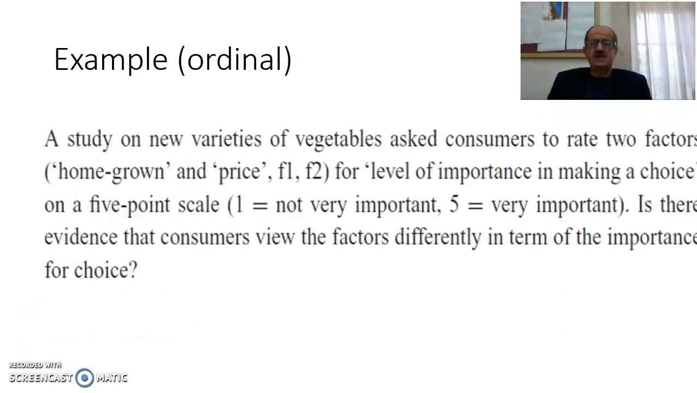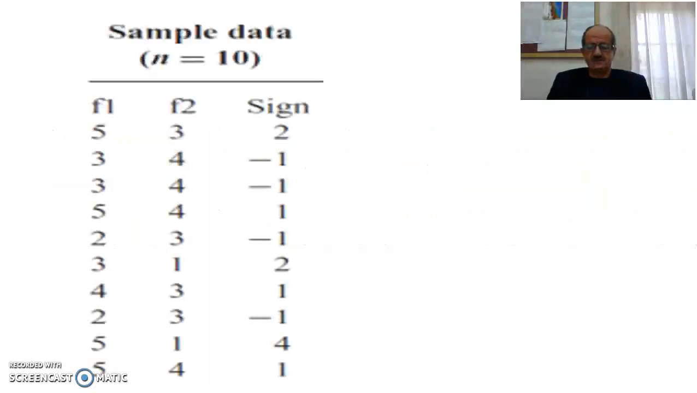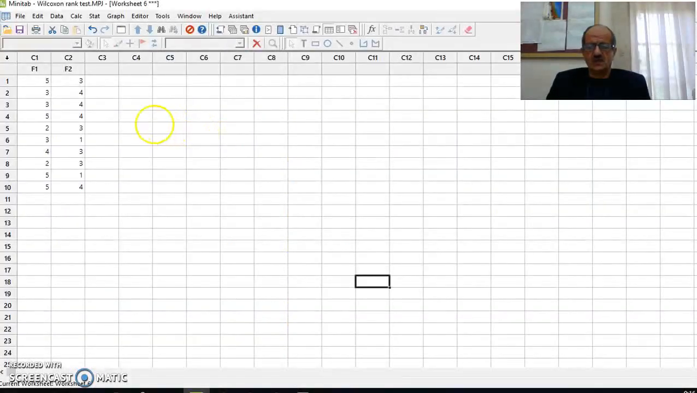Let's take an example of ordinal data. Here we have a study on new varieties of vegetables. We asked consumers to rate two factors. The first factor is the home-grown factor and the second is the price factor, F1 and F2, for level of importance in making a choice on a 5-point scale, from 1, not very important, to 5, very important. So we are talking here about ordinal data. The question: is there evidence that consumers use the factors differently in terms of importance in choice? Here is the data. Now we go immediately to Minitab to test.